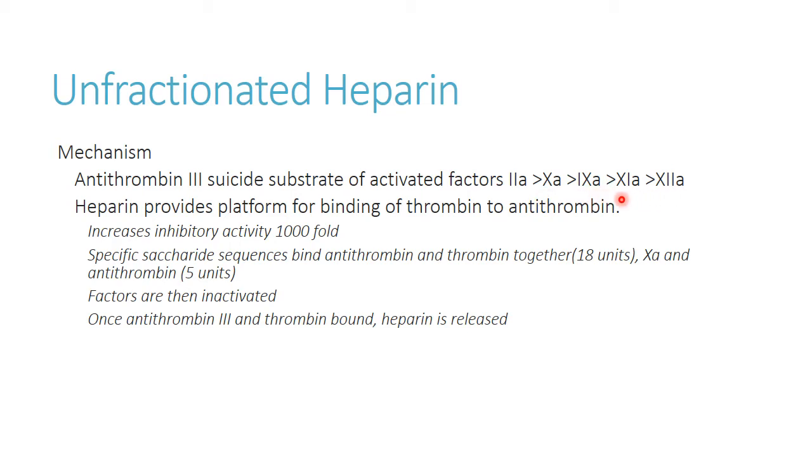So heparin will come along. It will help antithrombin 3 to work up to 1,000 times faster than it would otherwise, right? Antithrombin 3 has activity of its own, but with heparin coming along here, it will help it to activate much quicker. It will be able to degrade factors 2, 10, 9, 11, and 12 much more quickly and efficiently than it would otherwise.